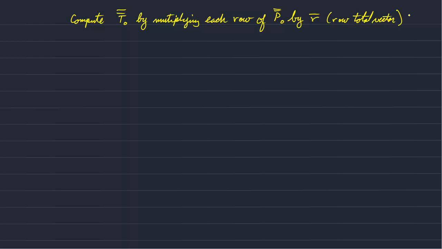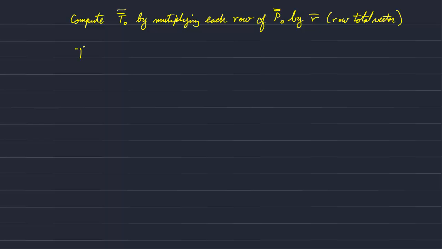Okay, so you recall that when we had our original transition frequency matrix, we converted it to a transition probability matrix by dividing by the row totals. Here we have a transition probability matrix. To convert it to a transition frequency matrix, we have to multiply it by the row total.